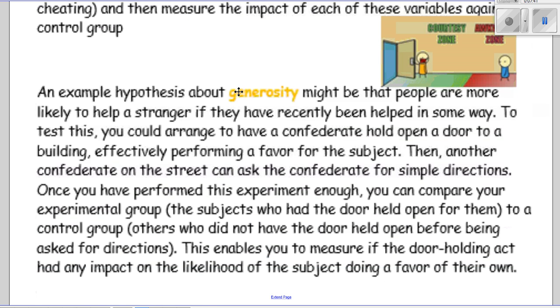A hypothesis about generosity might be that people are more likely to help a stranger if they have recently been helped in some way. To test this, you could arrange to have a Confederate hold open a door to a building, effectively performing a favour for the subject. Then another Confederate on the street can ask the subject for simple directions. Once you have performed this experiment enough, you can compare your experimental group, the subjects who had the door held open for them, to a control group, others who did not have the door held open. This enables you to measure if the door holding act had any impact on the likelihood of the subject doing a favour of their own.